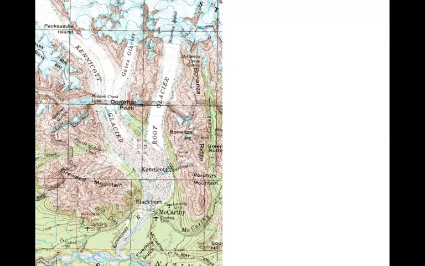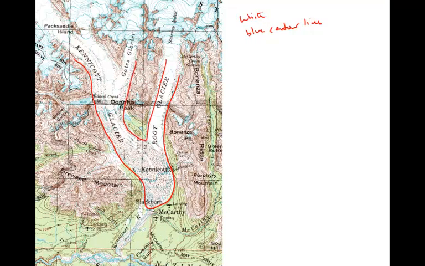This map shows the terminus area of the Kennecott and Root glaciers, which are in Wrangell-St. Elias National Park in Alaska. On topographic maps, glaciers are shown as white areas with blue contour lines. In other words, white-colored areas with blue contour lines are used to indicate area covered by snow or ice. Here's the Kennecott Glacier and its major tributary, the Root Glacier.